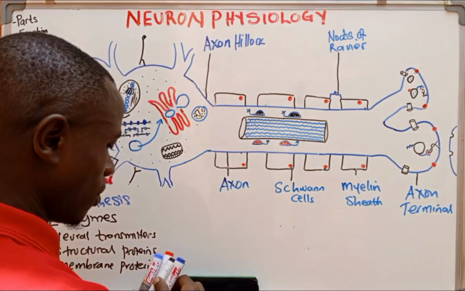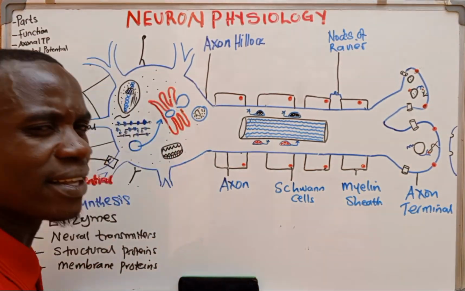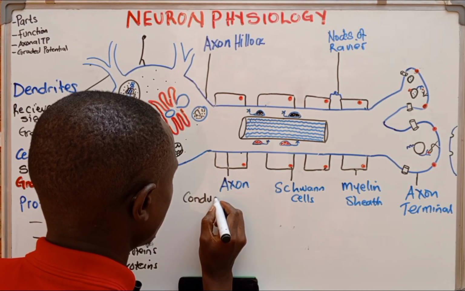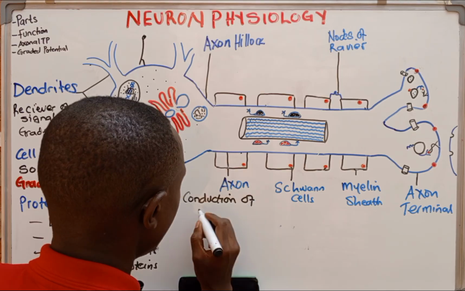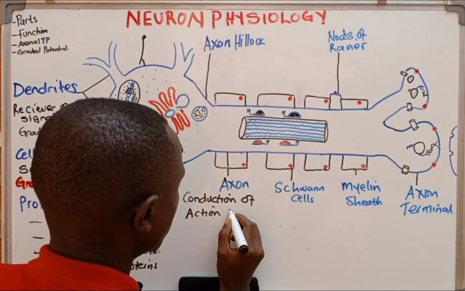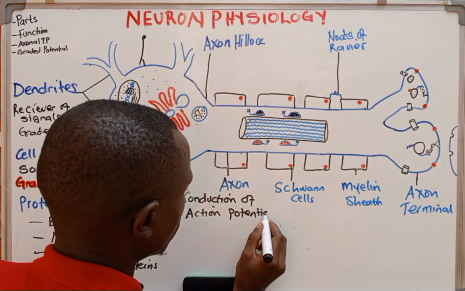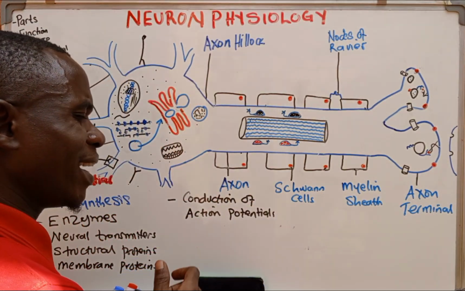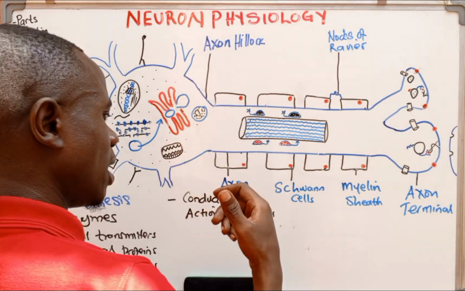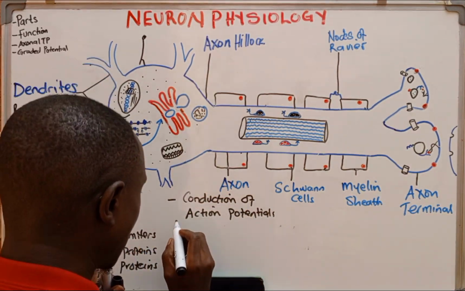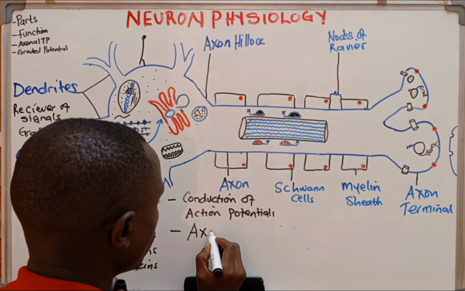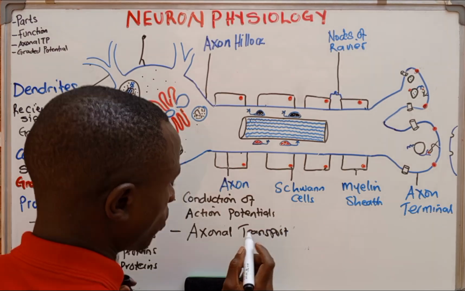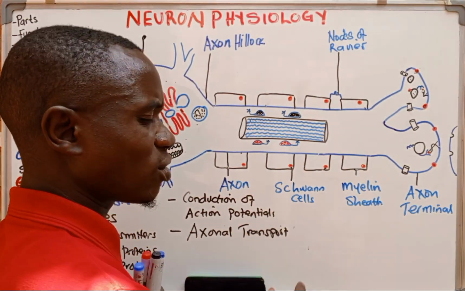Now, coming to the axon, the primary role of the axon generally is going to be the conduction of action potentials. That is the general primary role of the axon. There is another role which is also not so special, but is also very important, and this one is what we call axonal transport. We shall look later and see what axonal transport means.